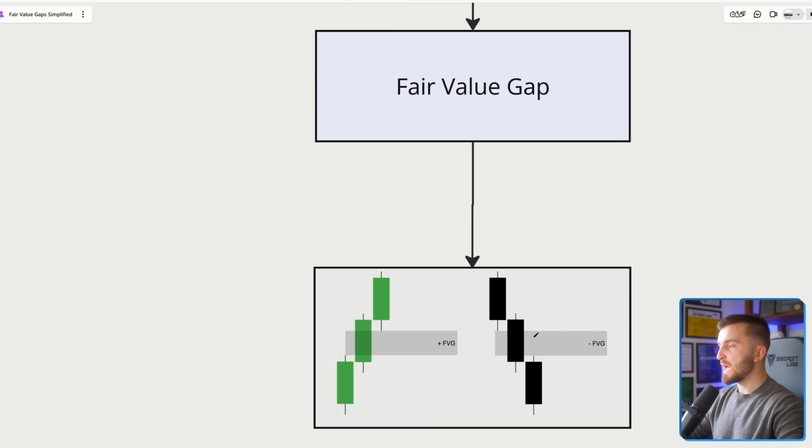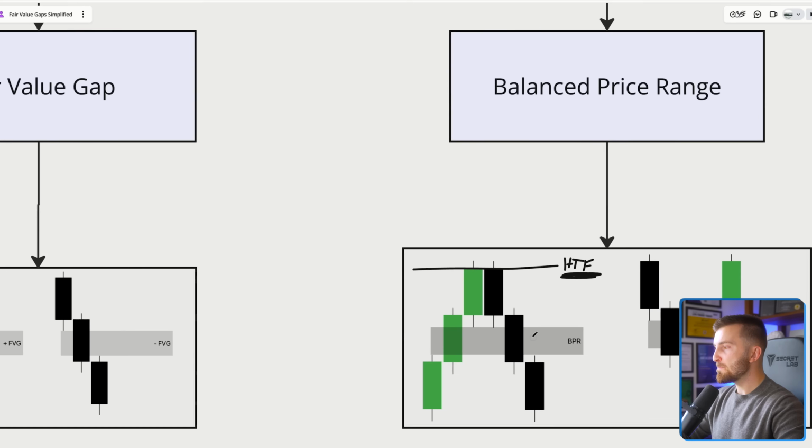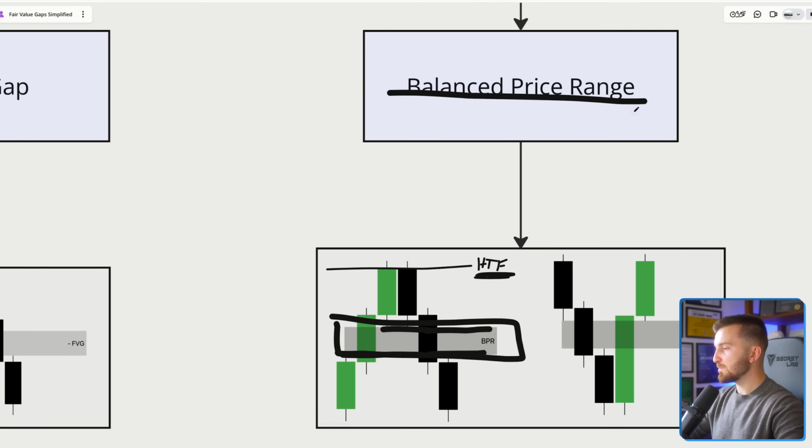Now, there are multiple types of fair value gaps, and that's what we are going to talk about right now. We have the balanced price range. The balanced price range is simply a bullish fair value gap followed by a bearish fair value gap. Since these two fair value gaps are going to overlap, we have this bullish fair value gap that gets disrespected and we create a bearish fair value gap. And when those two overlap, we have a balanced price range.